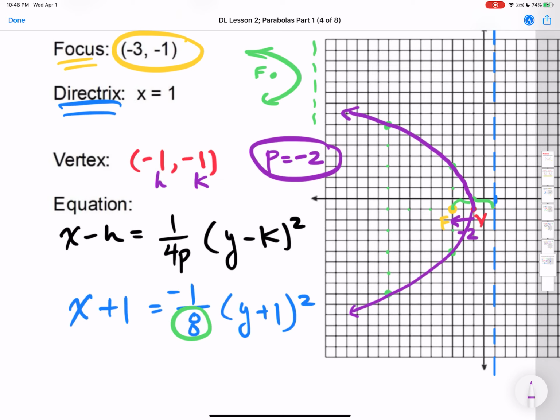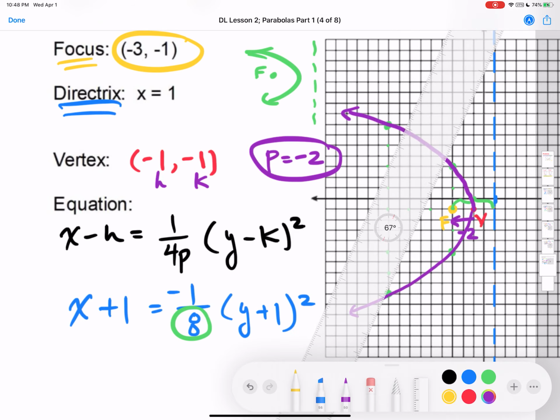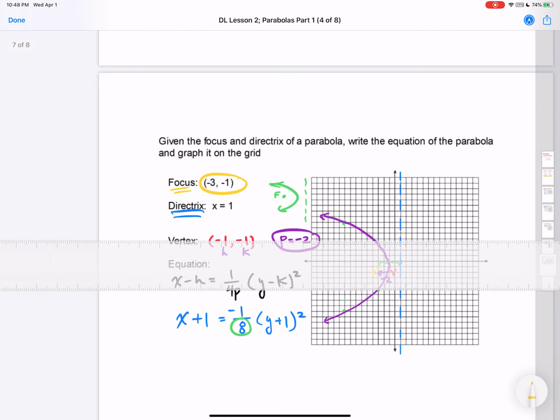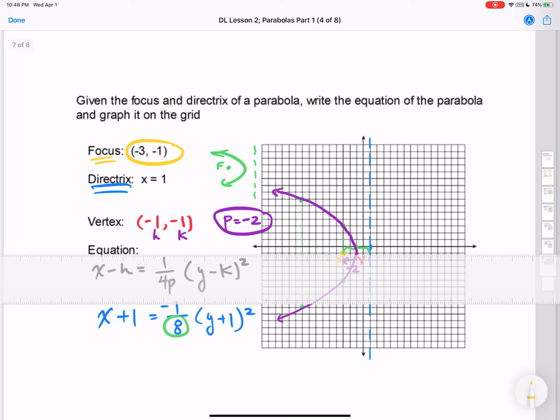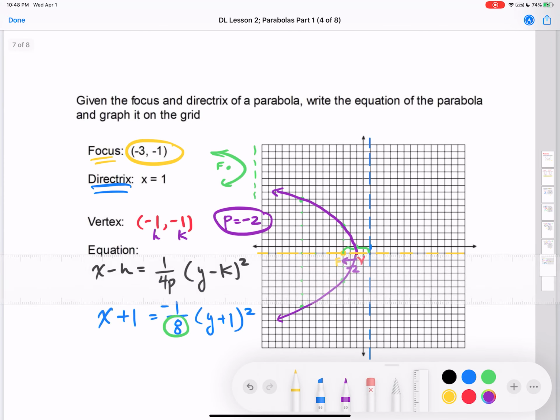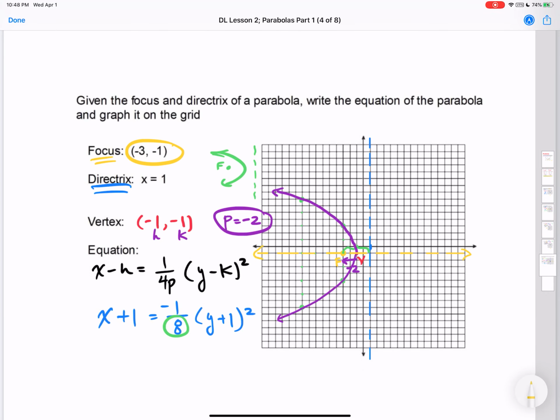And the last thing that we need is our axis of symmetry. So I'll pull out my ruler. We'll just draw that straight line going through the focus and the vertex. And our axis of symmetry is going to be going through the y, so y is equal to -1. That's the axis of symmetry.